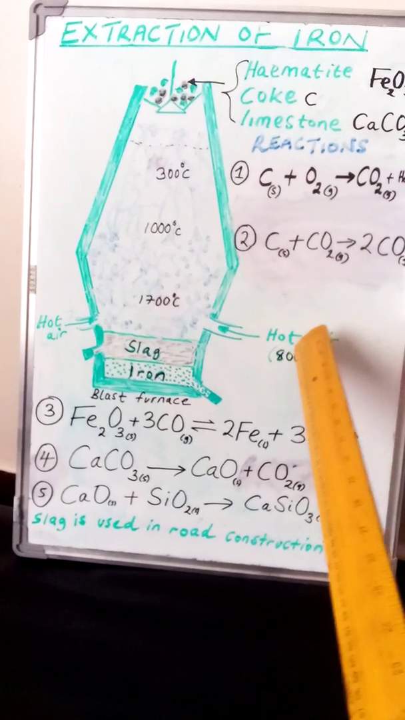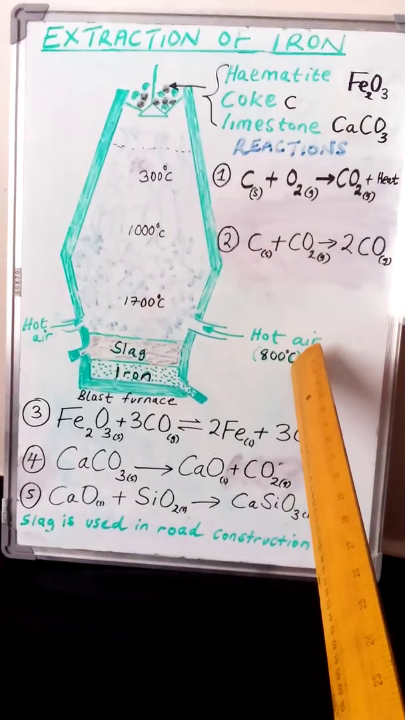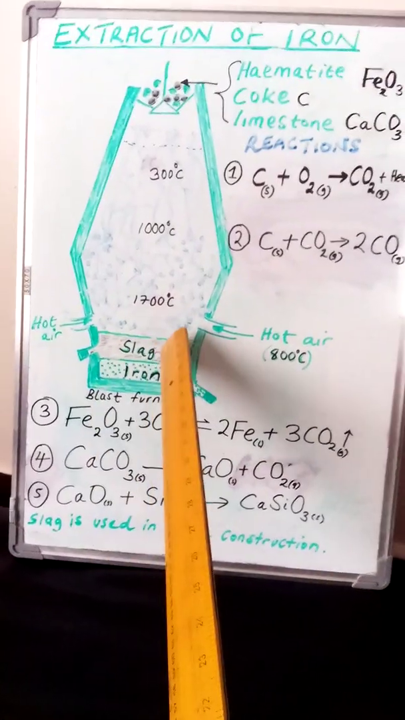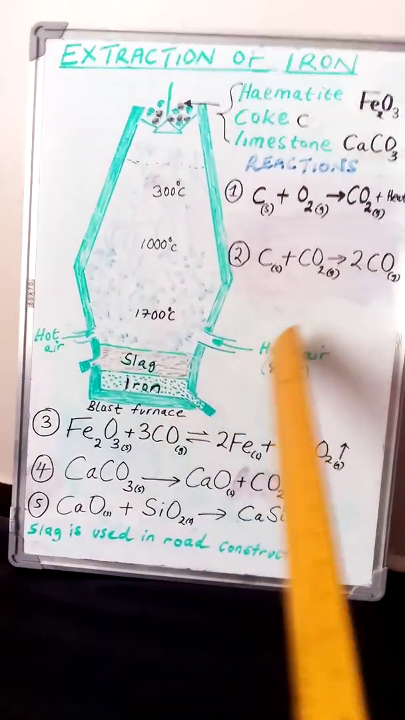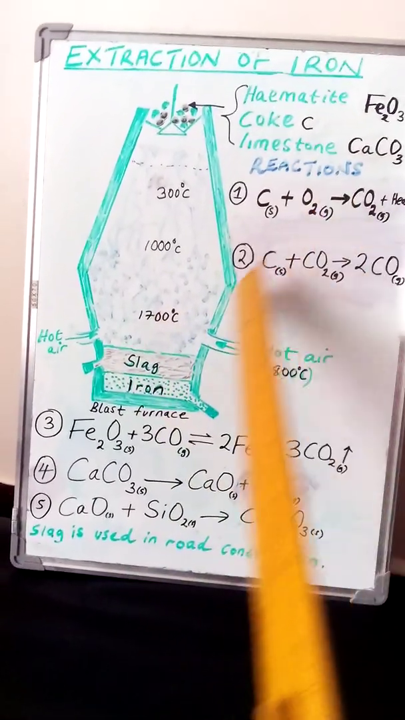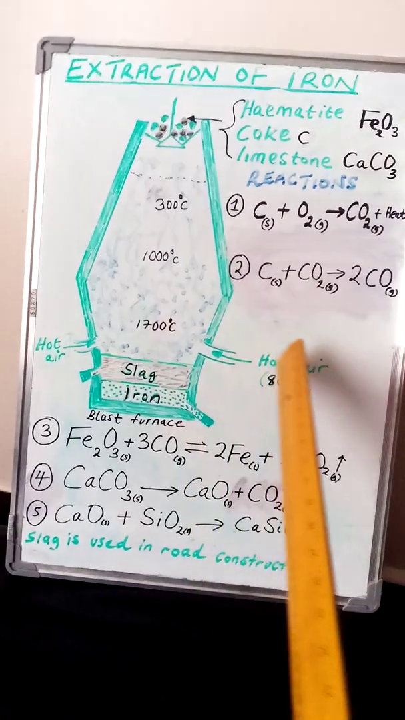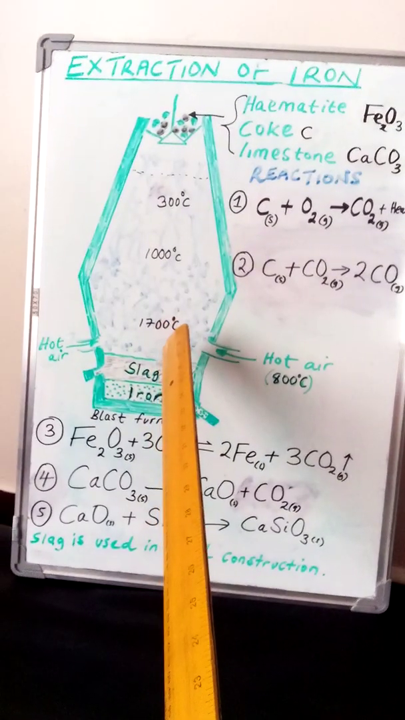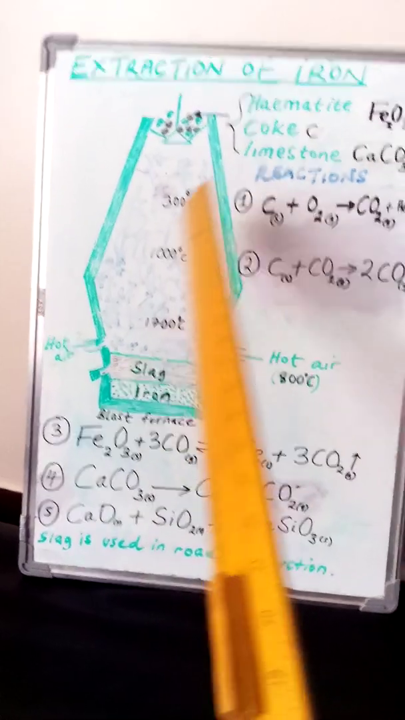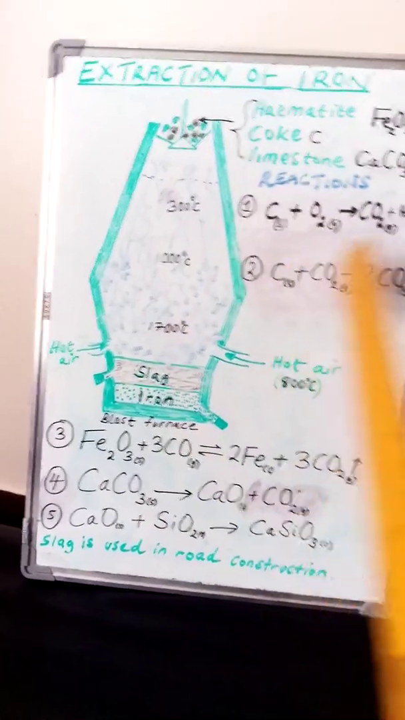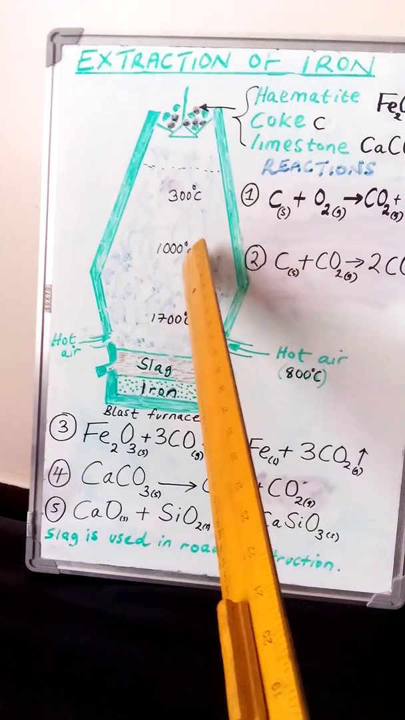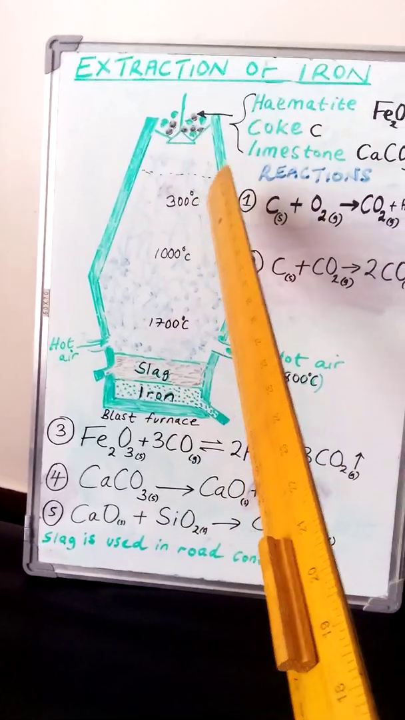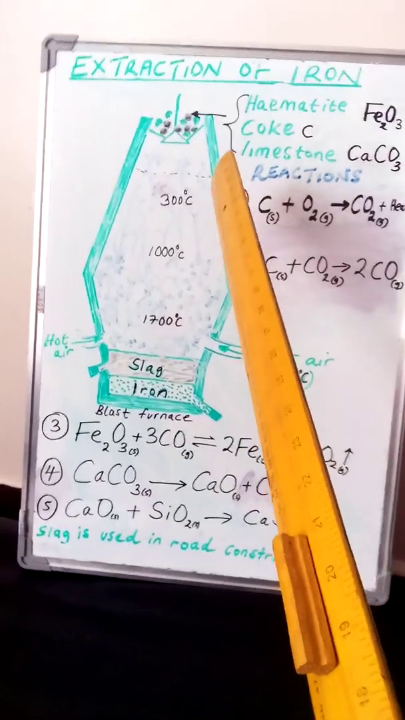We need a very high temperature, about 800 degrees Celsius at the beginning, at which hot air is blasted into the furnace. And then once the reaction starts, there's an elevation in the temperature from 800 to about 1700 degrees Celsius. And then later on, these other reactions, like the second one, will also go to 1000 degrees. And eventually, we're going to have 300 degrees Celsius towards the end of the reaction.